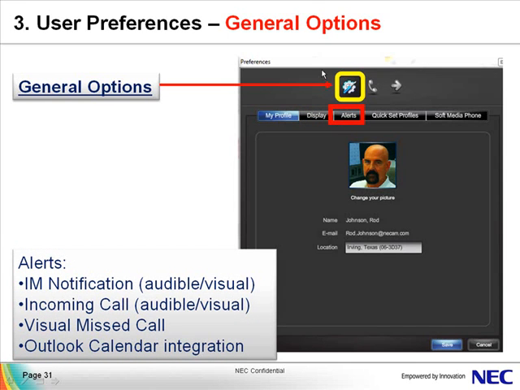You can then go to the Alerts tab, and this is where you can set up sounds that you want to hear if you get an instant message. And if you want to have a screen pop up, a toaster pop up at the bottom of your screen when someone sends you an instant message. You can also set up what the ringing tone should be on your UC client, as well as if you want a visual pop up and if you want the whole screen to pop up whenever you receive a call so that you can control it from the UC client. You can also set up missed call indications.